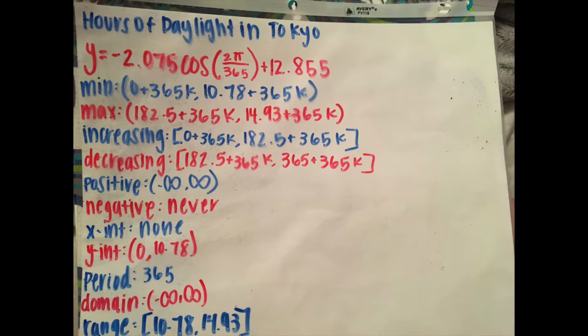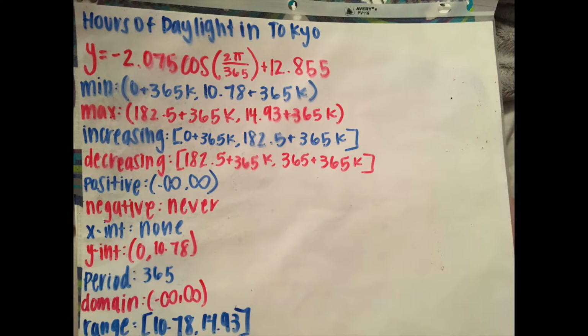Next, I found the minimum of my graph to be 0 plus 365k, comma 10.78 plus 365k. I knew my x value was going to be 0 since the minimum of my graph hits the y-axis, and that the y value was going to be 10.78 because that's the smallest number of daylight hours.